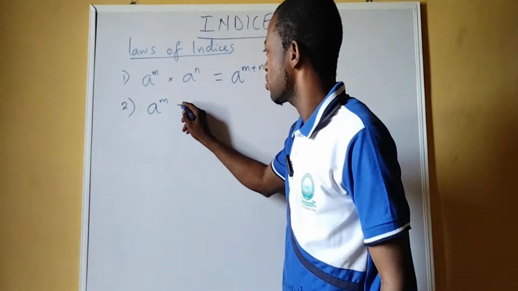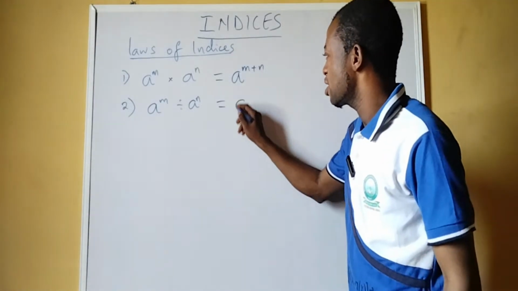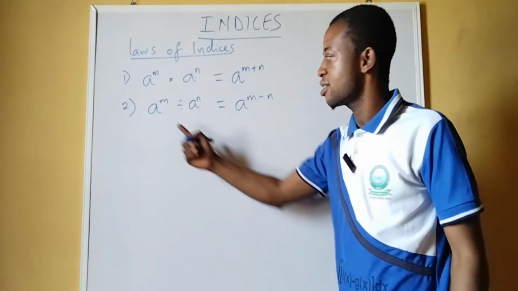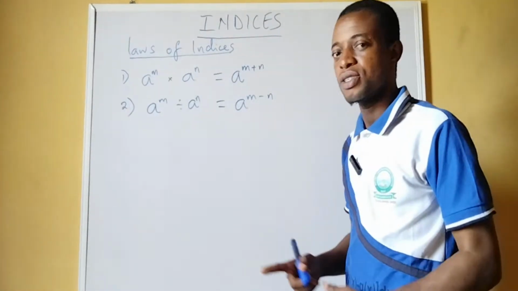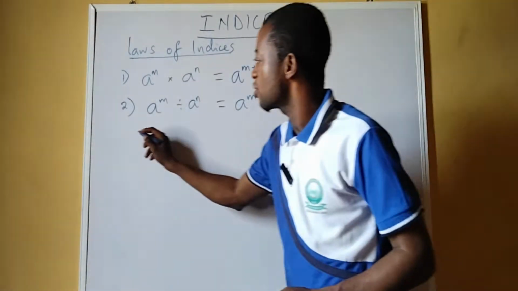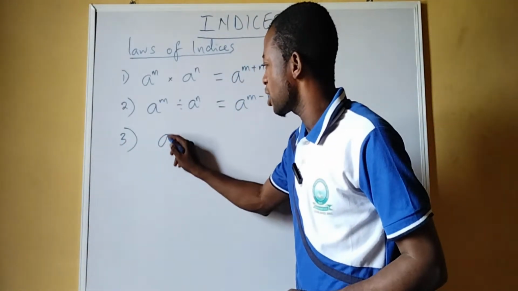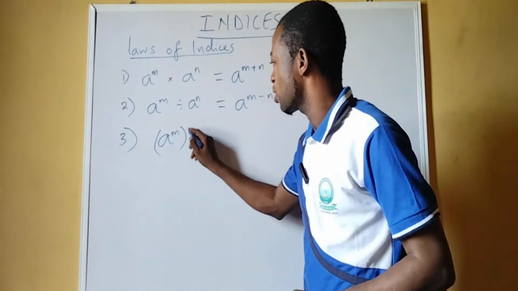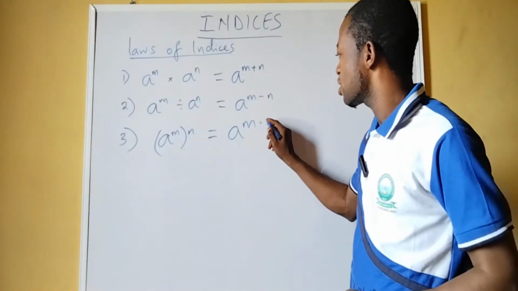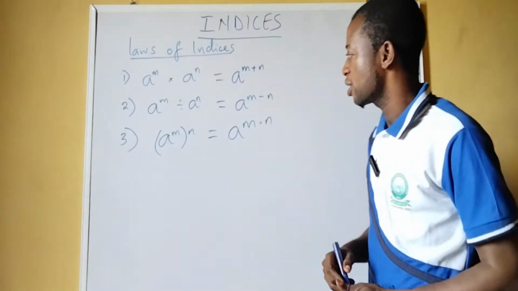Now, also, we have the second one. Division: a raised to power m divided by a raised to power n. This is the same thing as a raised to power m minus n. So here, when we divide the same base, we can subtract their indices. Just write one base and subtract. And also, we have when we have something like a raised to power m, then raised to power n. This is the same thing as a raised to power m times n. This power here multiplies whenever we have something like that.